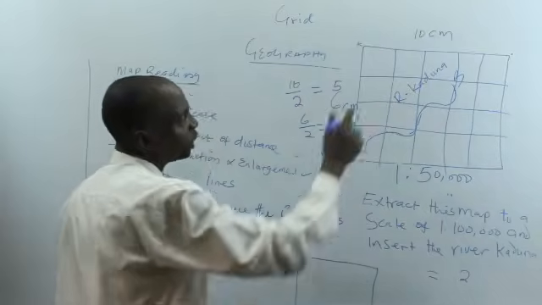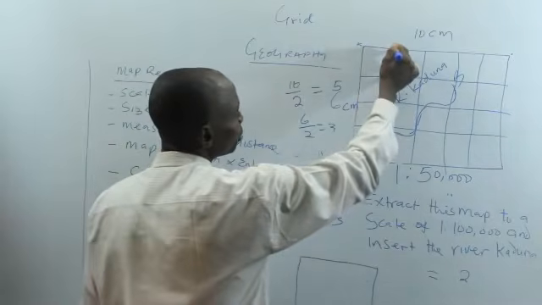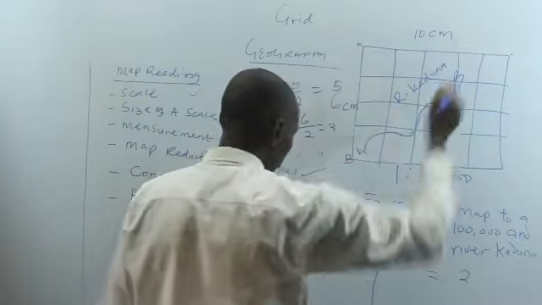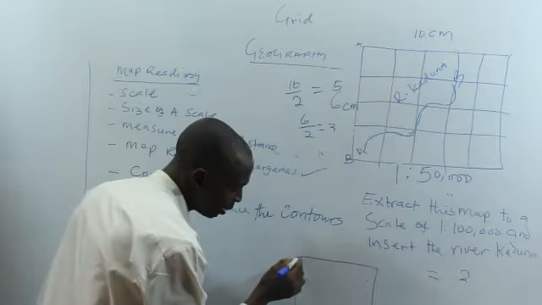this. So if from here to here is 2, from here to here is 2, here to here is 2, here to here is 2, what will be here? Then your own.